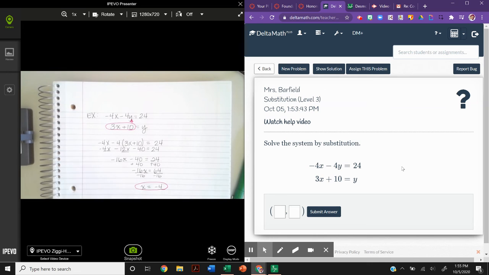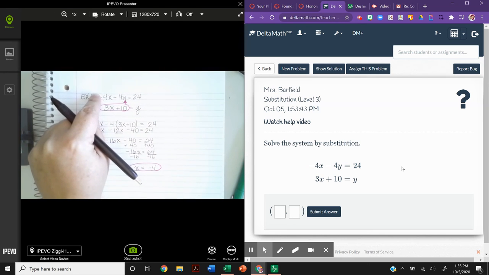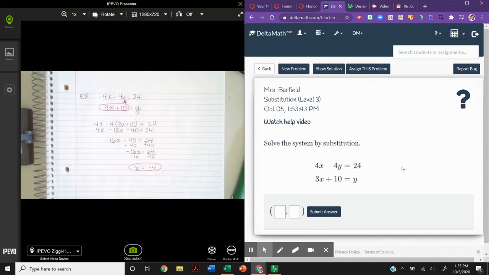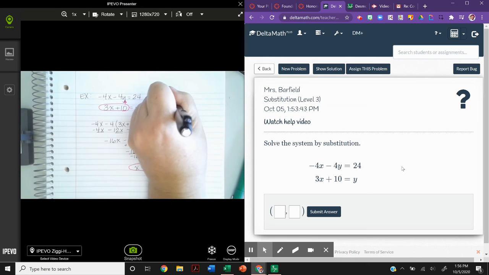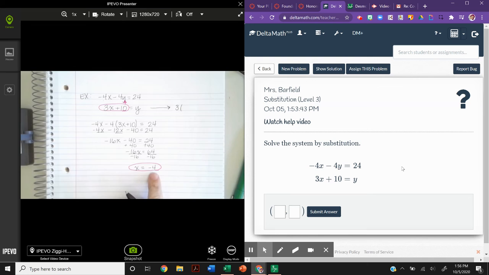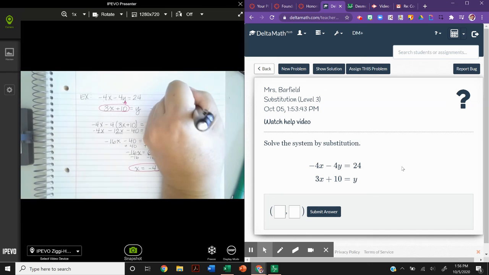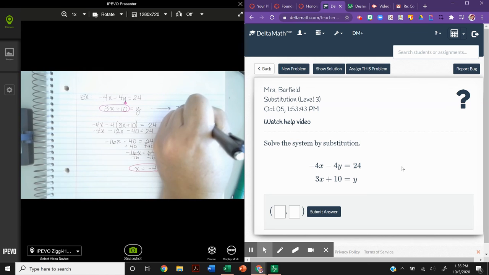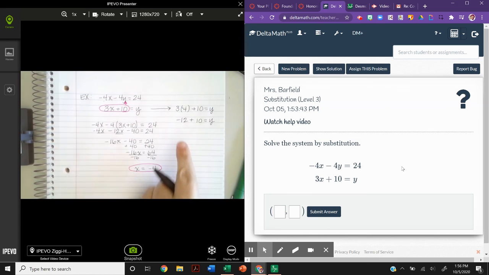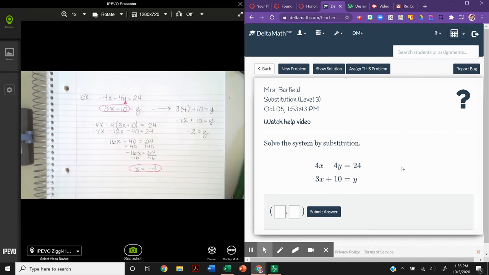Now again, is it easier for you to plug x into this equation, or is it easier for you to plug x equals negative 4 into this equation? Again, whatever's easiest for you. I'm going to tell you what's easiest for me. It's the second equation. So 3 parentheses, I'm going to plug in negative 4. Oops, put my negative sign there. Plus 10 equals y. So negative 12 plus 10 equals y. And negative 12 plus 10 is negative 2 equals y. So there's my answer.